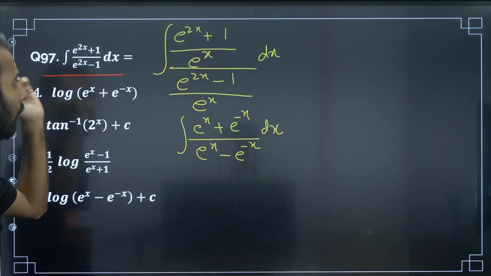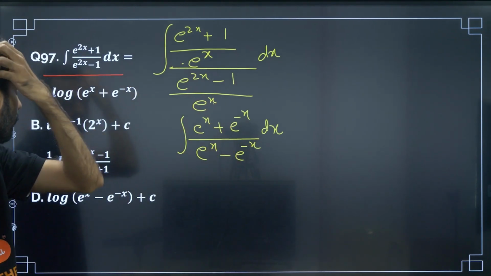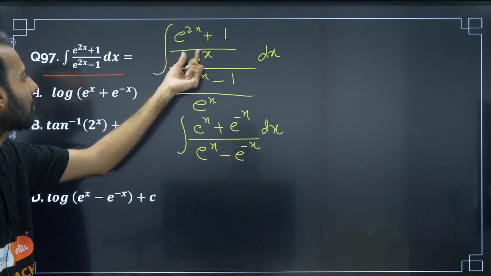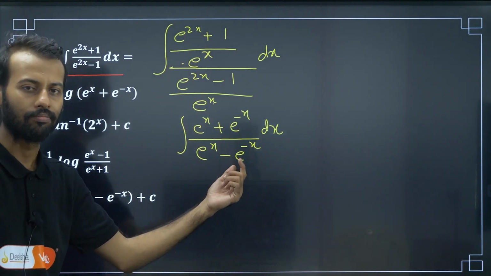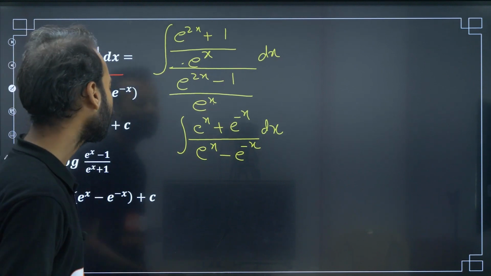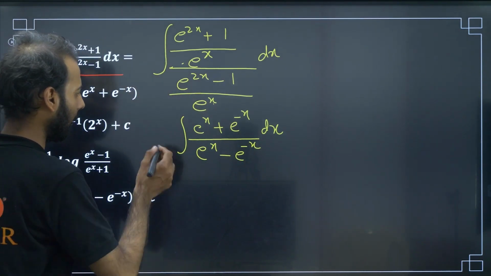Now this manipulation I have done: I have divided numerator and denominator with e raised to x. This we got. This we have to divide to this term. So it's clear, na? You're all students of maths, so this one is very clear, sir. We can understand all this, very simple thing.